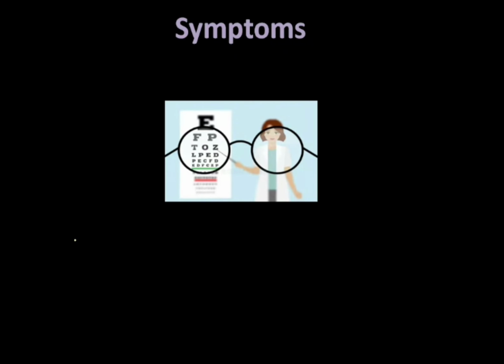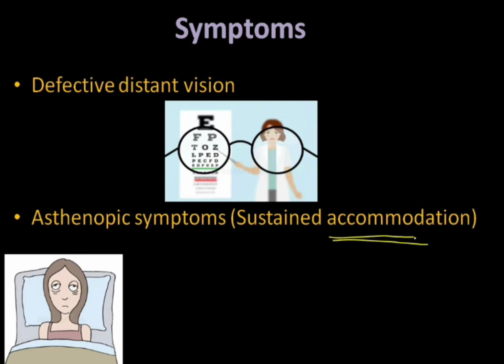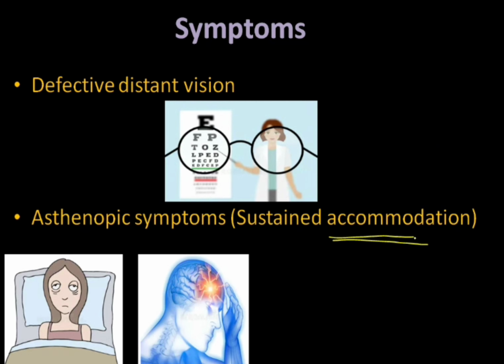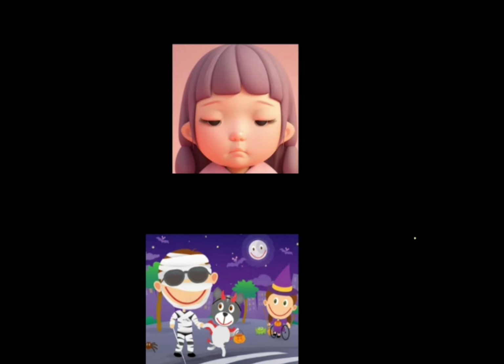Now what are the symptoms a person can present with? A person can have defective distant vision. They can have asthenopic symptoms, mainly because of usage of accommodation in excess. Symptoms present because of this are tiredness of eyes, frontal headache, watering of eyes, and photophobia. They can also have half shutting of eyes. So these symptoms are seen in simple myopia.